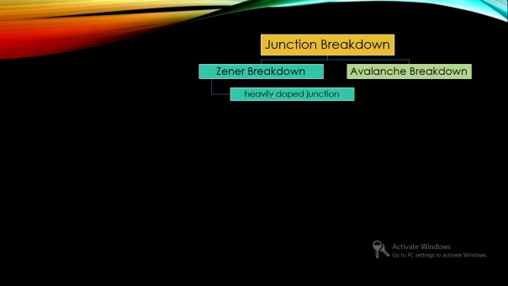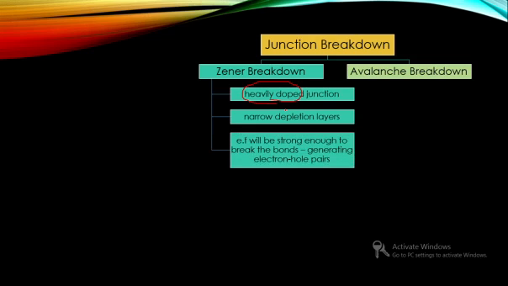Zener breakdown occurs in a PN junction which is heavily doped. If it is heavily doped, what will be the nature of the depletion layer? Heavily doped means more charge carriers, so the depletion layer will be narrow. Correspondingly, the applied electric field will be strong enough to break the existing bonds and generate electron-hole pairs.